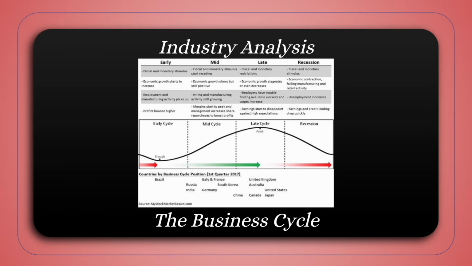Some of the features of this stage are monetary and fiscal policy employed by the central banks and government, which we'll touch upon later, a rise in economic growth, an increase in employment and manufacturing from this trough, and a gradual shift towards increases in profits. Next, we have the expansion phase.